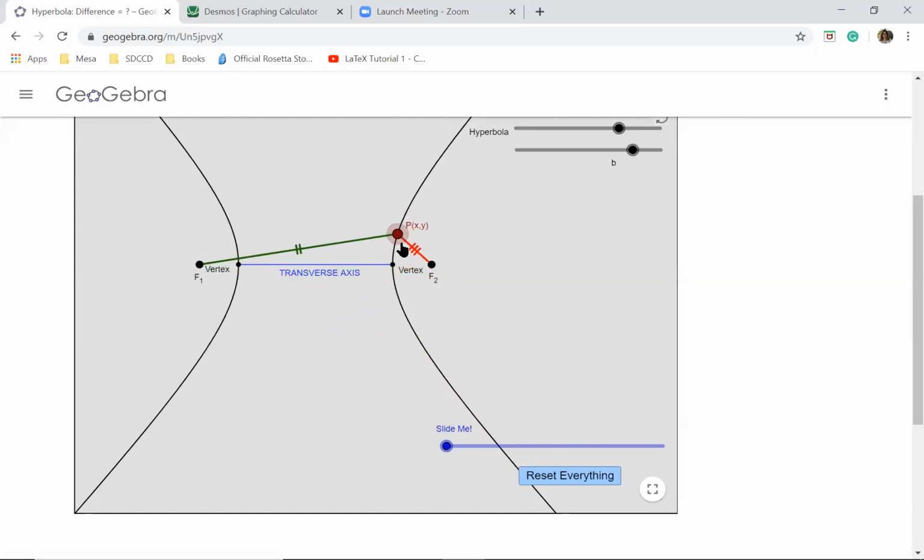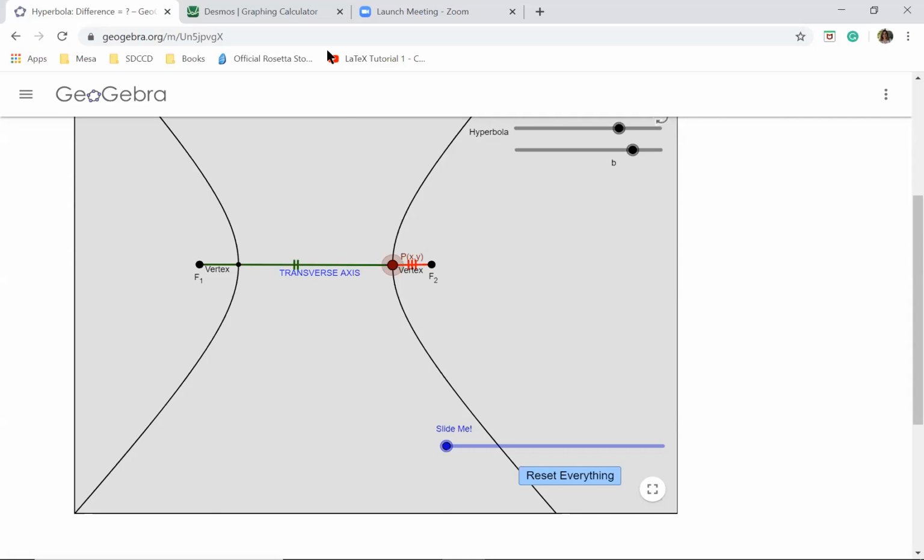So what I'm going to do is show you what that common difference is. I'm going to draw a separate picture just like I've got it here, when both of those segments are lying on the transverse axis, or the axis that goes between the two vertices and the two focus points.